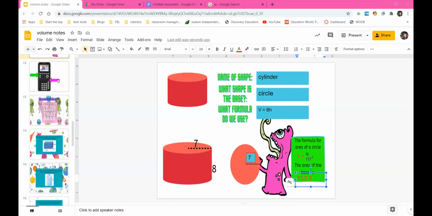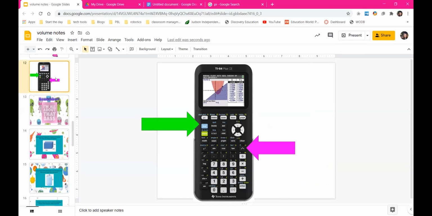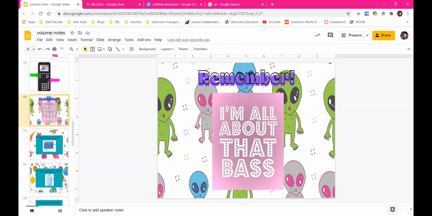The next slide was just about the calculator, again, how to find pi. Remember, it's all about that base. So it's all about finding the base of the shape. If it's a triangular prism, find the base of the triangle. If it's a rectangular prism, find the base of that rectangle, or a cylinder is a circle. The 6 shapes that we started class with are the only 6 shapes we're going to be working with. I'm not adding anything else, dodecahedrons, octagonal prisms, nothing like that. Just those 6 shapes.